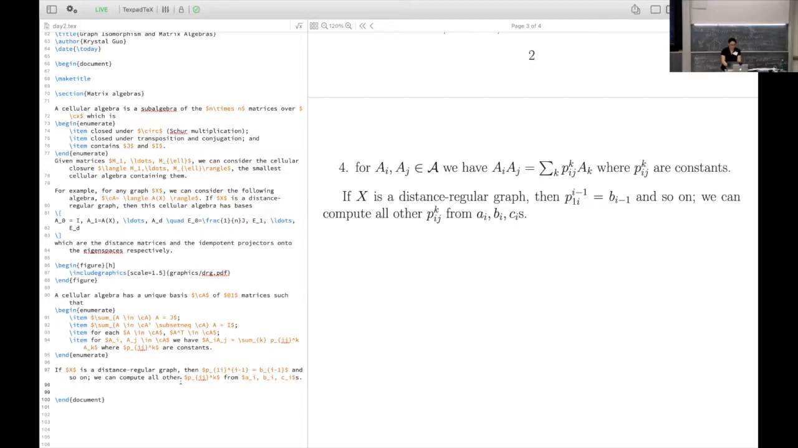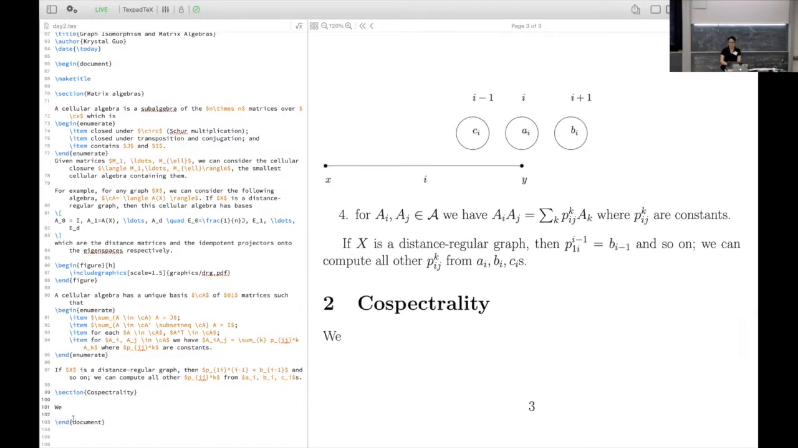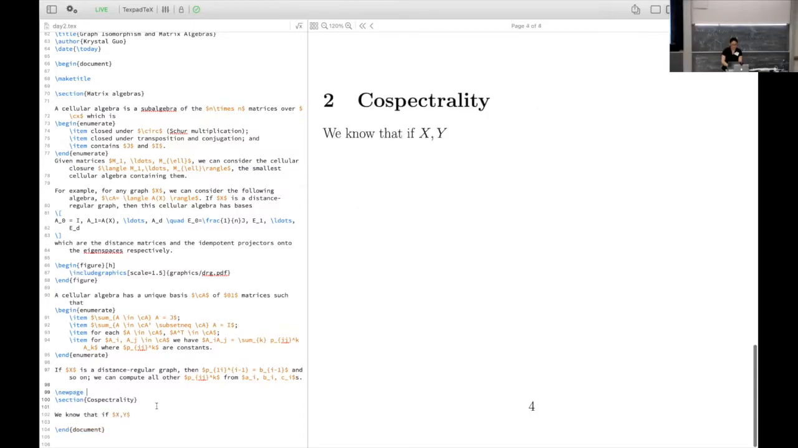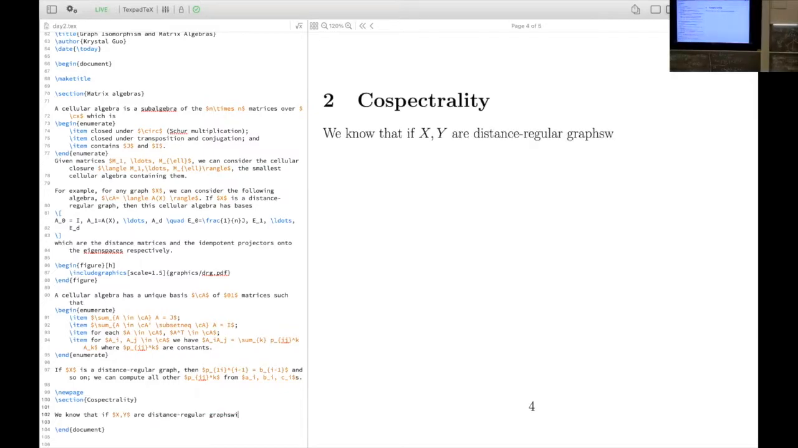The other thing that is preserved is cospectrality. You're probably familiar with the fact that if X and Y are distance regular graphs with the same a_i's, b_i's, and c_i's, then they are cospectral. Their adjacency matrices are cospectral.